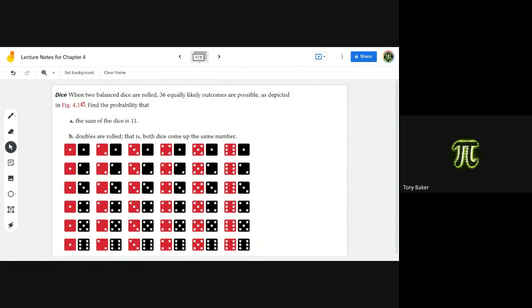So 36 is my N or my F? That is my N. Okay, so let's look at A. So I have over 36. It says the sum of the dice is 11. So we want to come up with all the possible combinations that come up to be 11. So when we look at it, 6 and 5 is 11. Is there any other way to get 11 on those 2 dice? No. So it's 2 out of 36.